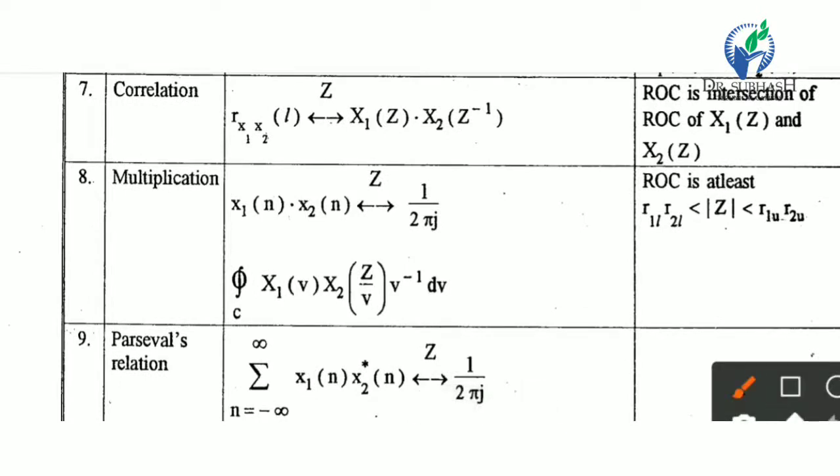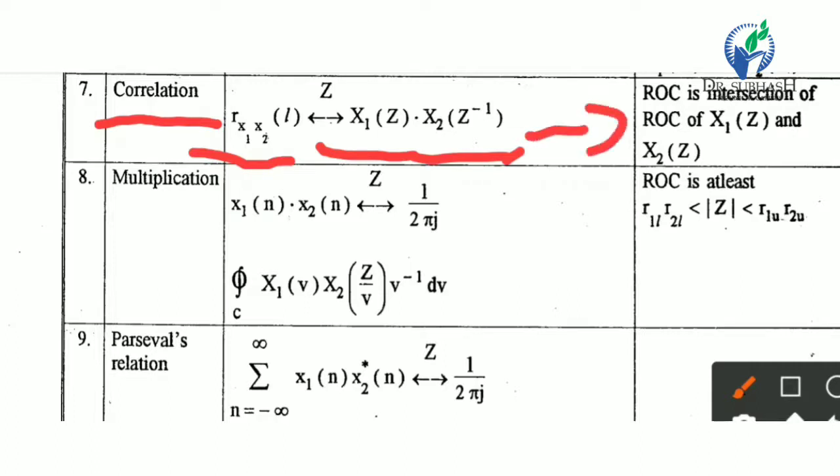The next property is correlation. So R x1 x2 of l, the Z transform is X1(z) multiplied with X2(z inverse). So any one quantity will be inverse and the other is the same. The ROC is the intersection of the ROC of X1(z) and X2(z).